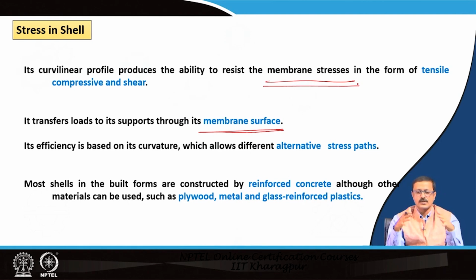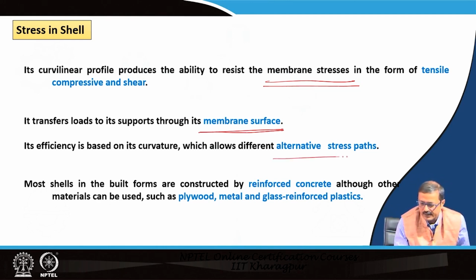So, how is it curved? Is it curved in a simple circular manner? Is it parabolic, or is it hyperbolic? Those different shapes will determine how efficiently this particular membrane stress is taken care of. Maybe some profiles give you almost everything compressive, and some profiles may give you almost 80% compressive and 20% tensile, something like that. And also it will allow an alternate stress path.